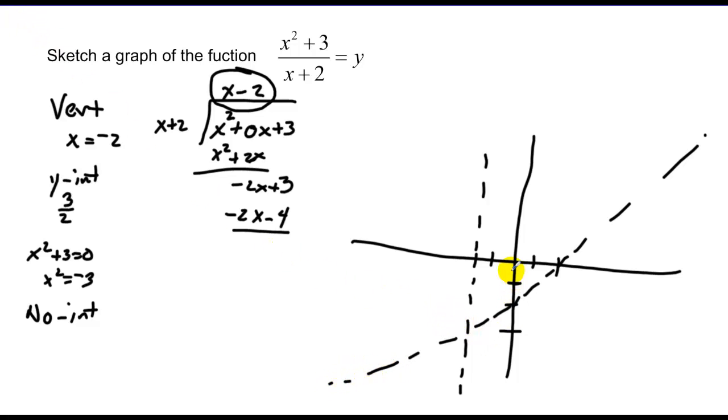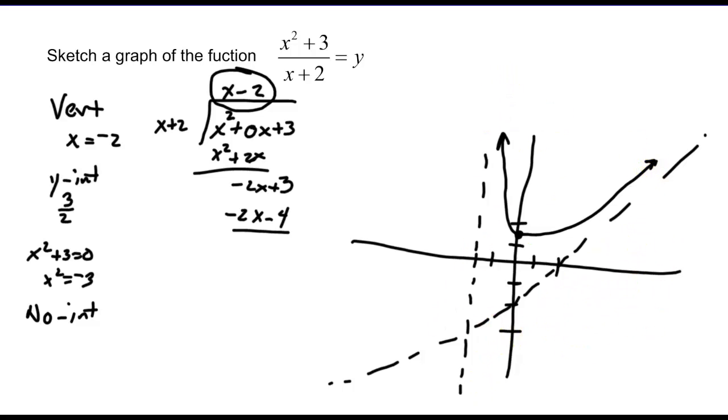I have my y-intercept of 3/2, sorry. Puts me right around here. So again, I know what this graph's going to look like because I know for a fact there are no x-intercepts, but it goes through this point. Has to do something like this. And it goes to the right forever, so nothing's happening down here.